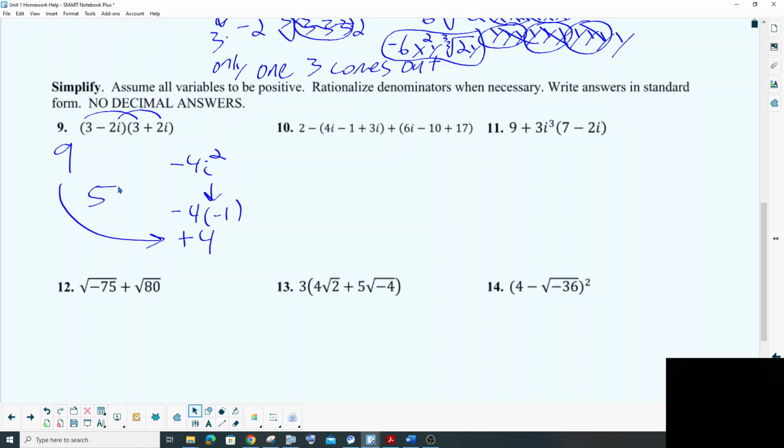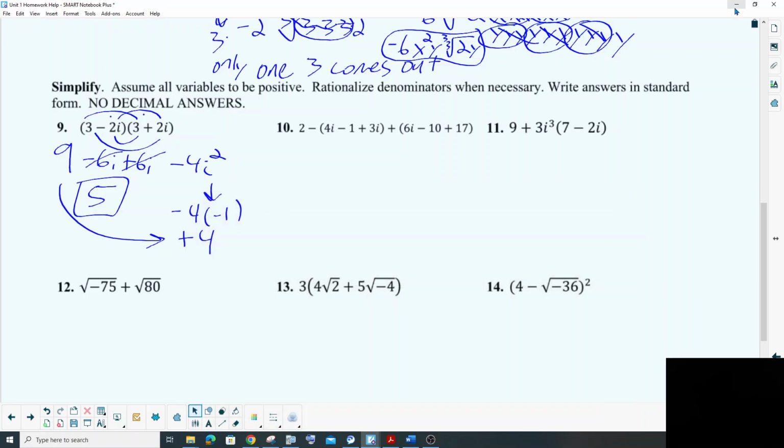However, we're forgetting the nose and the mouth. So 3 times -2i is -6i, and this 3 with a +2i is +6i. And those will, in fact, cancel out. Boom! So we are just left with a 13. Okay, good. Okay, last but not least, number 11.